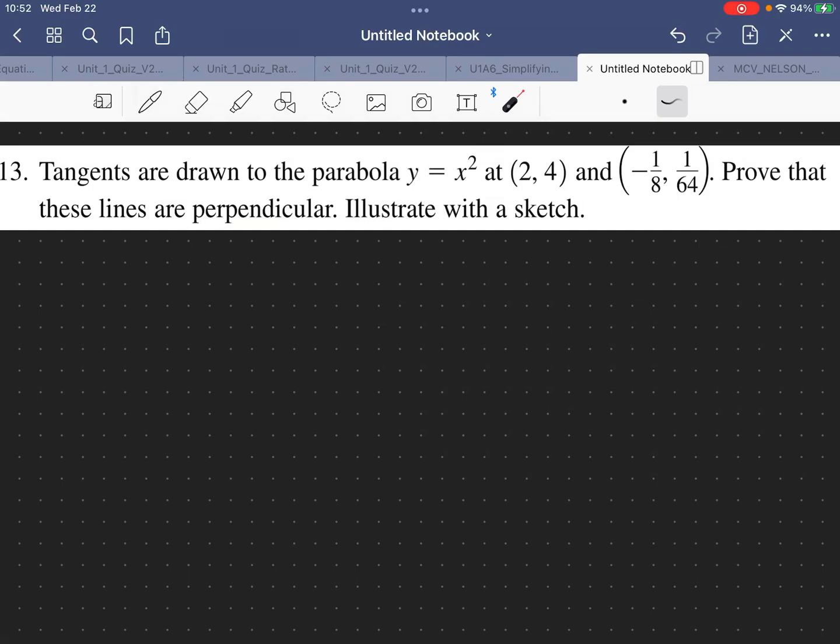We're looking at another question from the homework, page 83, number 13. We are on Unit 1, Rates of Change, and we're reviewing for the unit test. Let's read the question together.